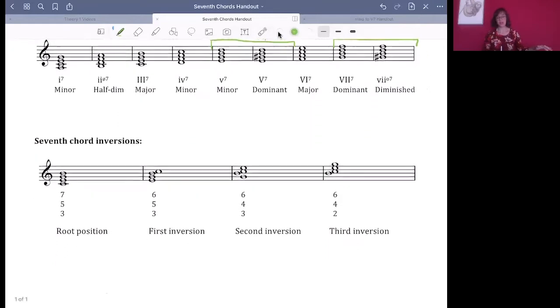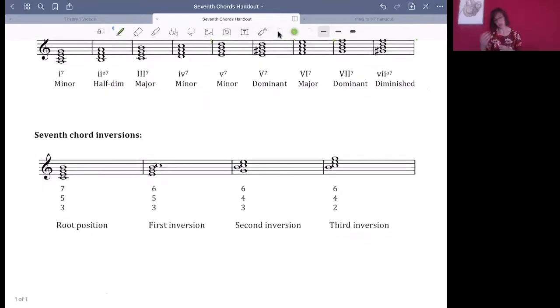Okay, now when we had triads, we worked through the inversions, also in video 5, and we had a root position, we had a first inversion, and we had a second inversion. Then we ran out of notes. We've got a 4th note now, so we do have an extra inversion with 7th chords. So let's talk about how we're going to label them.